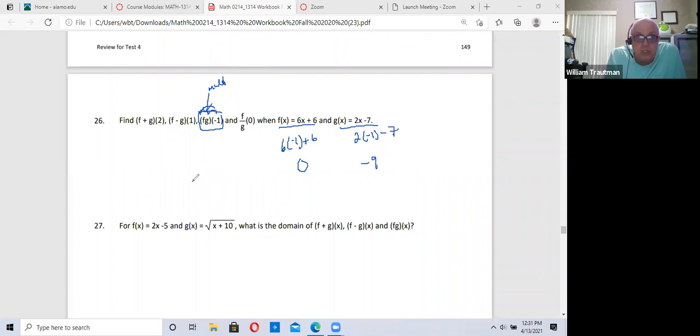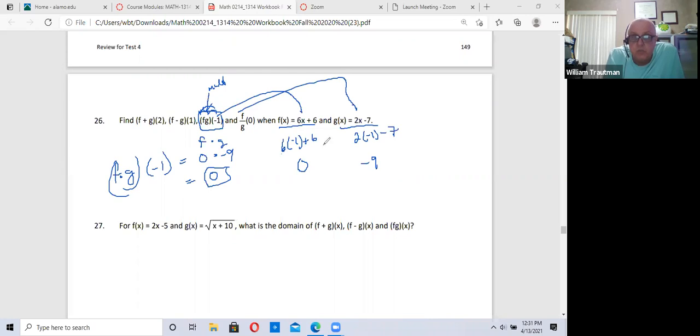So I need to find fg of -1. Well, we put -1 in there, and it means multiply f and g. Well, f is 0. g is -9. 0 times -9 is 0. My answer to this problem is 0. You see, you're plugging -1 into the x's of both functions, doing the math, and then multiplying them, f times g. 0 times -9 equals 0.